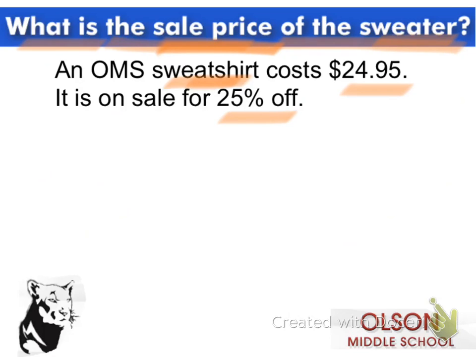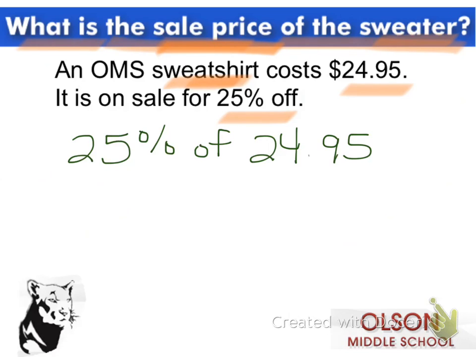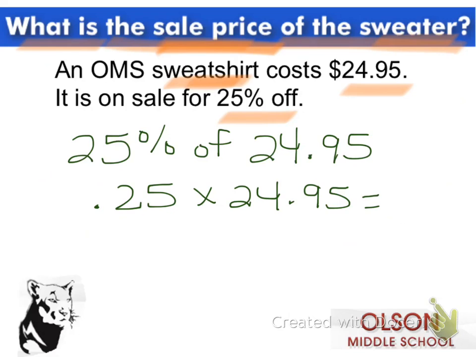So what you're really trying to do here is figure out, first of all, how much money do I save? So you're trying to figure out 25% of the original price. And again, we know how to do that. So right now, if you haven't finished this problem yet, pause it and do it on your own. For your answer, you might have gotten a really long decimal.